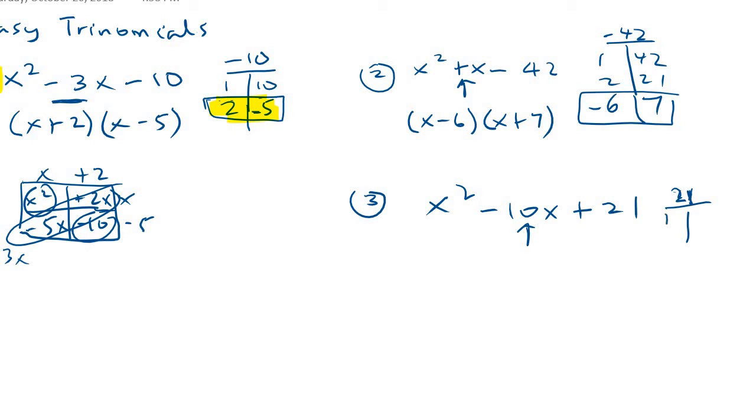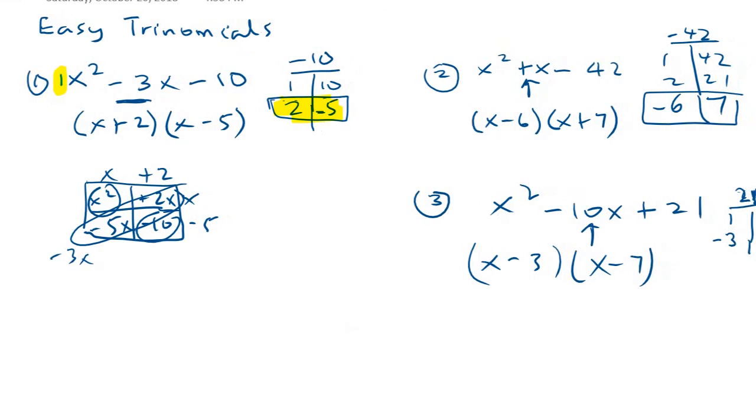So let's do 1 and 21 with the first factor. 3 and 7 will give me 10, but I want negative 10. So I need to put a negative on the 3 and a negative on the 7. So the factors will be x minus 3 and x minus 7. Done. So that's how you factor easy trinomials.